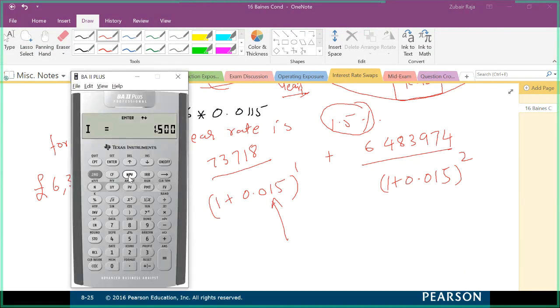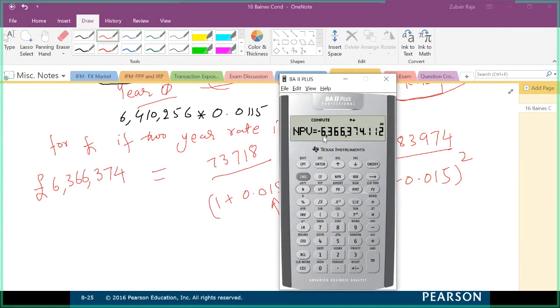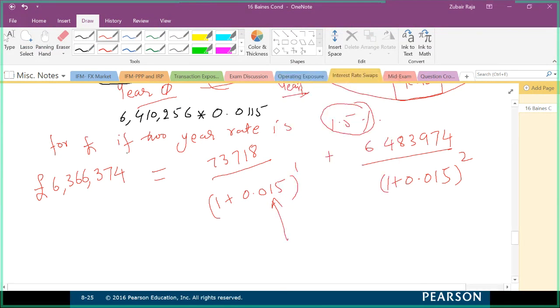And now go back to the NPV 1.5%, go down and compute. Yes. So you can see it's 6,366,374. Is it clear? This is the present value.